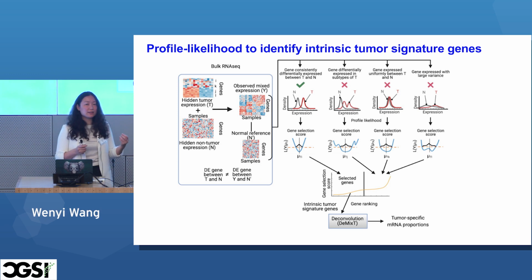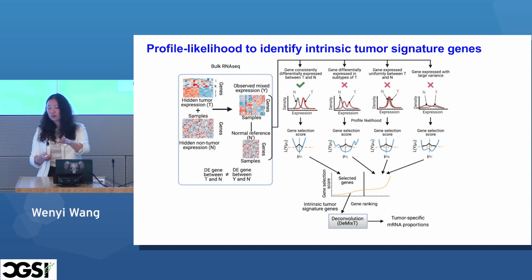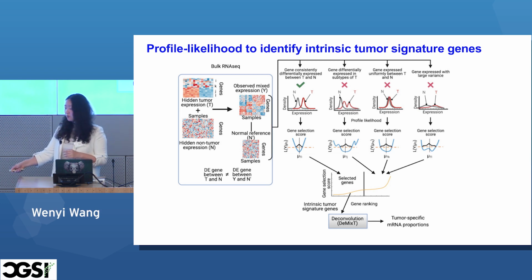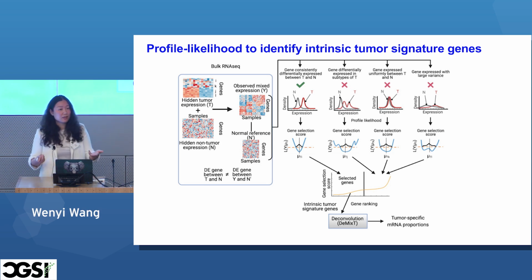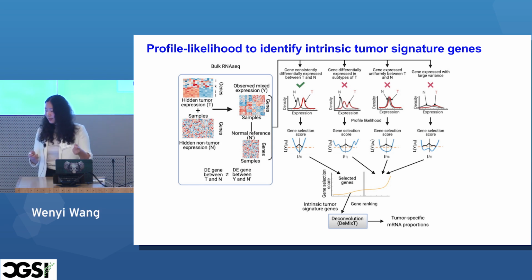So we realized that gene selection is essential as well. If we include genes that do not follow this nice bimodal pattern, a single mode for the normal component and a single mode for the tumor component, for example, multimodal in the tumor or large variance in both components, then including these genes will introduce large biases in the pi estimation, where here we are really going for the accurate estimation.